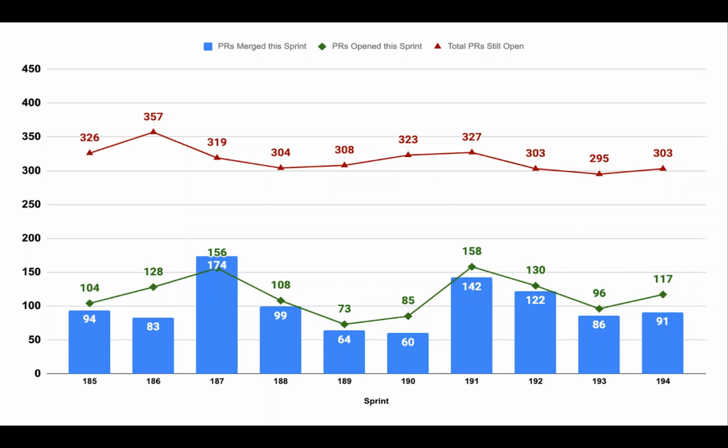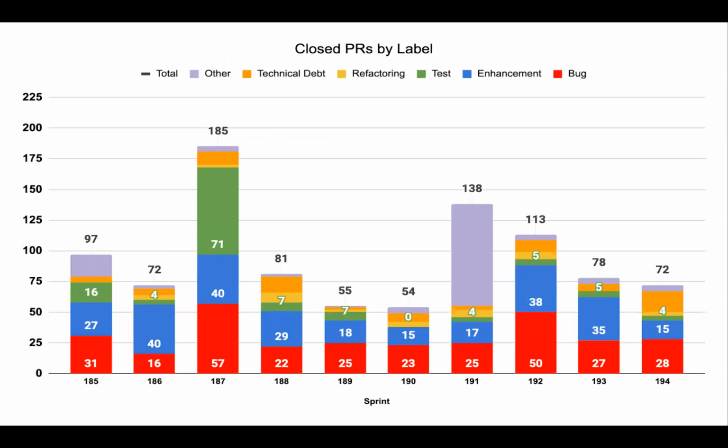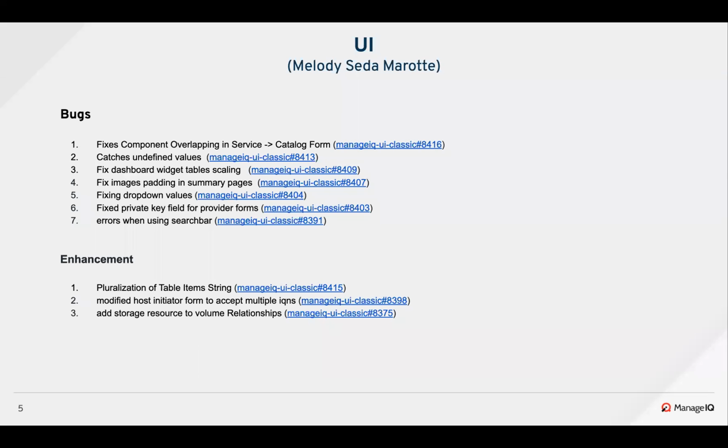As you can see, Sprint 194 was a normal sprint with 117 PRs open and 91 PRs merged. And similar to the last sprint, we had 28 bug fixes, 15 enhancements. We're going to continue doing more bug fixes now that we've branched the Oparin branch, and we're going to stabilize that a bit before we start adding some new features. And over to Melody.